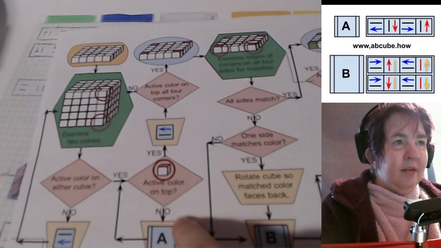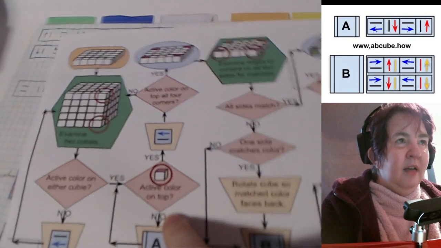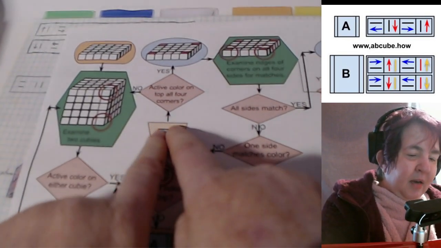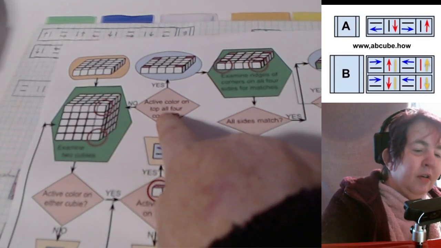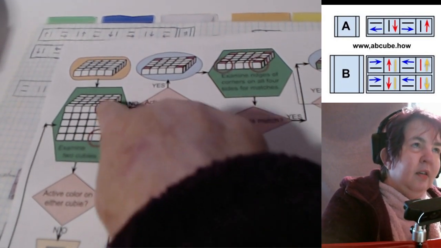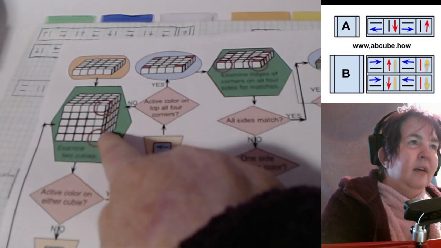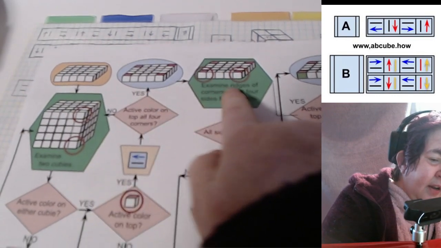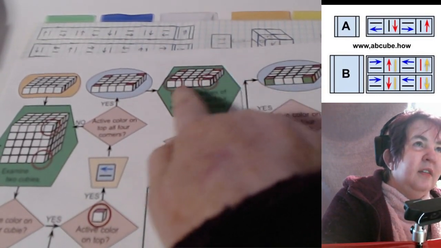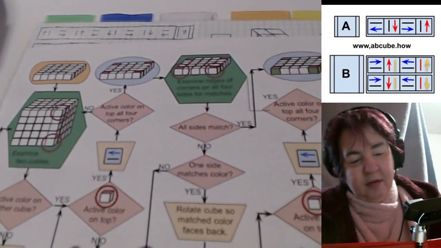Is the active color on top? No, do A and ask again. And the answer is yes. Rotate the top to keep it out of the way, and now look. Is your active color on all 4 corners? Yes, no. Then look at these 2, and is it somewhere? And until you get to the yes, and then you look at the sides. So again, just very basic.